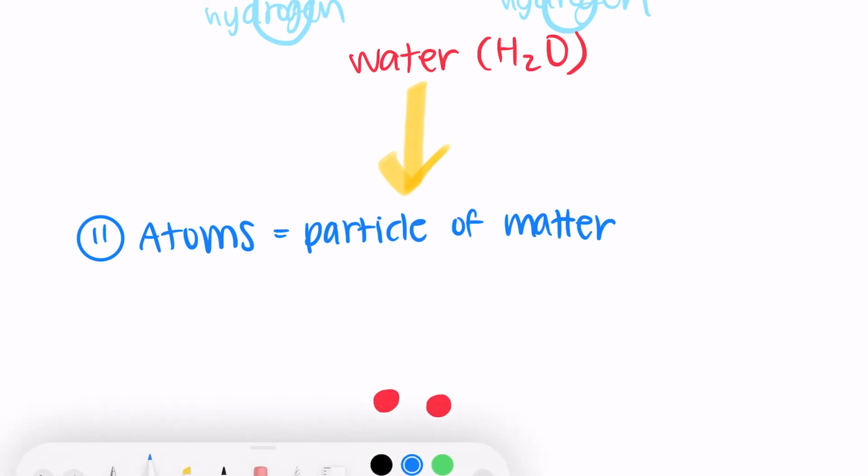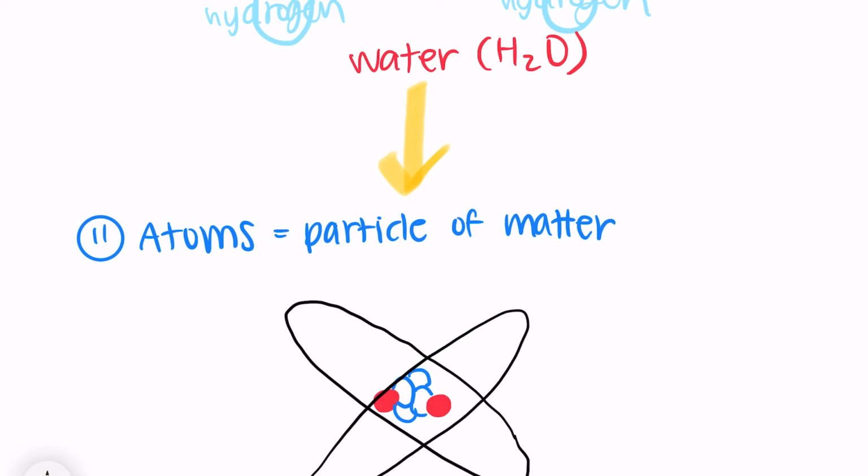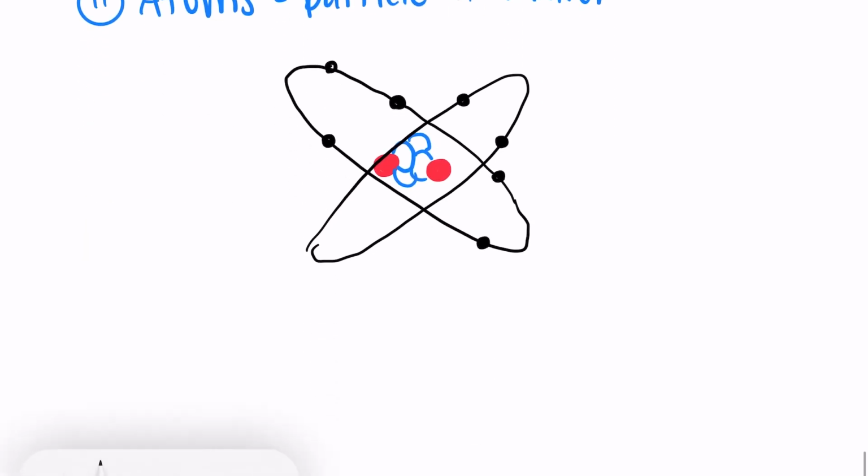But what is an atom? As drawn here in the example, an atom is made up of protons in red, which are positively charged particles, neutrons, which are in blue, which have no charge, and electrons, which I drew in black, which are negatively charged particles. So, in other words, we're just existing in a bunch of chemicals.